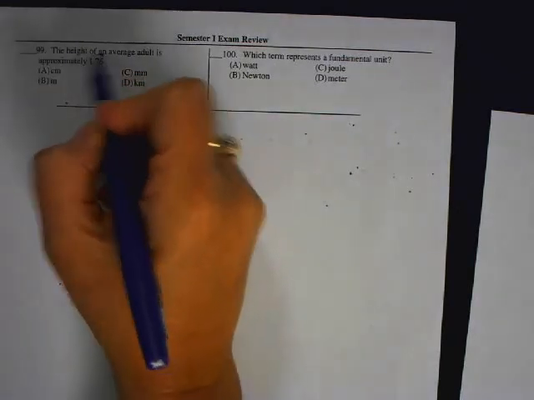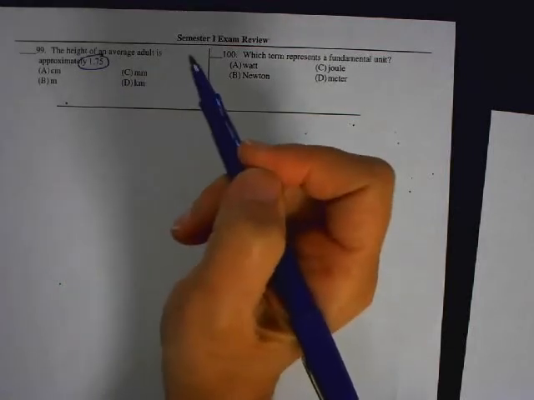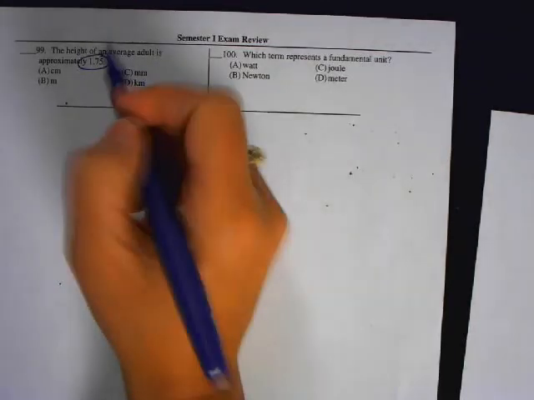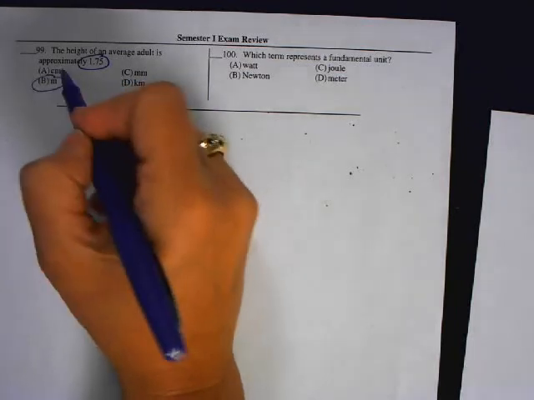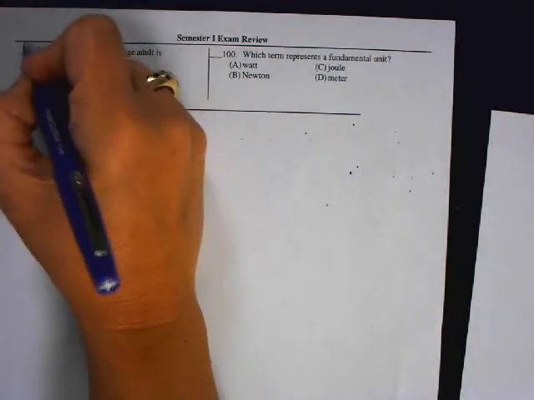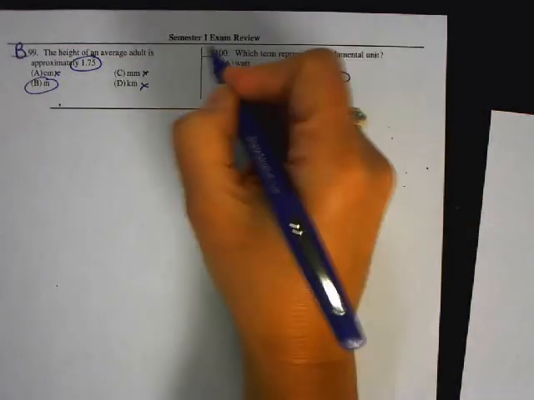Last page, which are the last easiest questions on the test. The height of an average adult, we've been using meter sticks all year long, so you should know that a person's usually taller than a meter stick, so it's about 1.75 meters, not centimeters, not millimeters, and not kilometers. And then the last question is, which term represents a fundamental unit? And again, a meter is a fundamental unit.